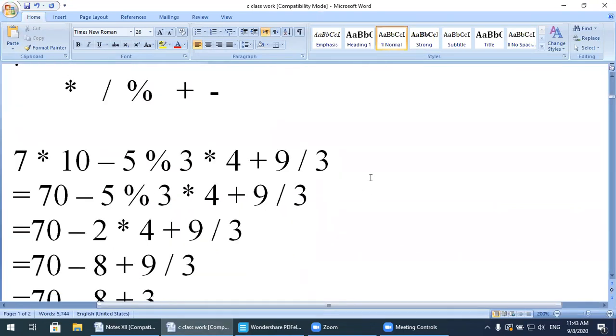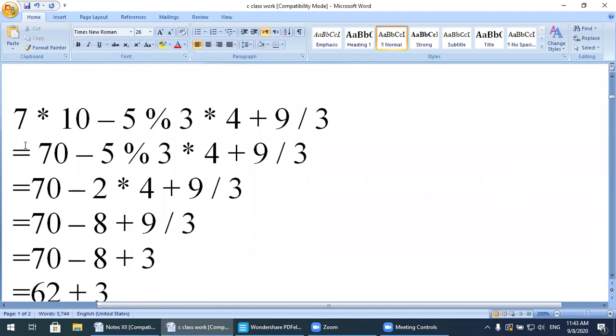Let's say we have this expression: 7 * 10 - 5 % 3 * 4 + 9 / 3. Now, step by step, one by one. You will not have to solve it all at once. In each step, you will solve one operator. Watch over here.